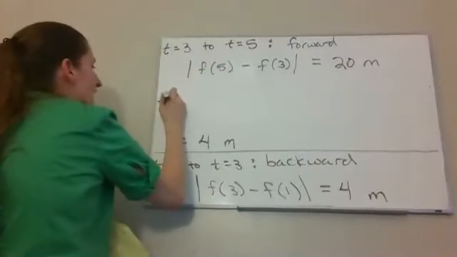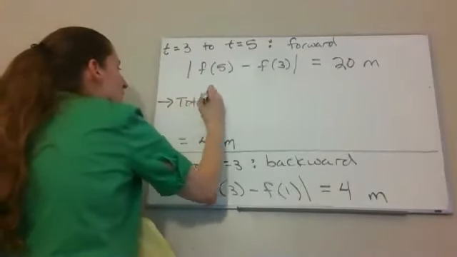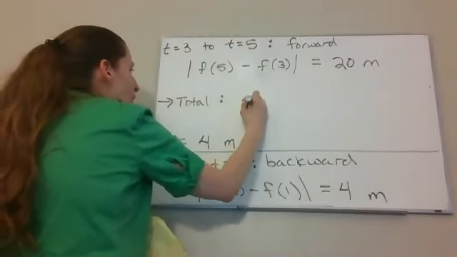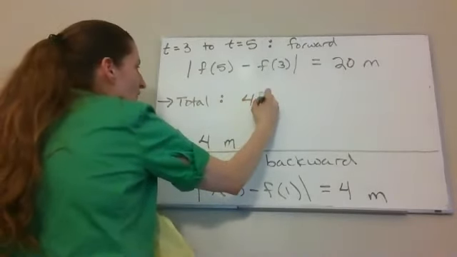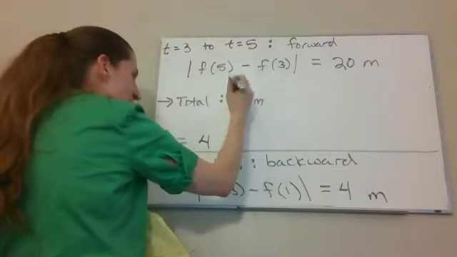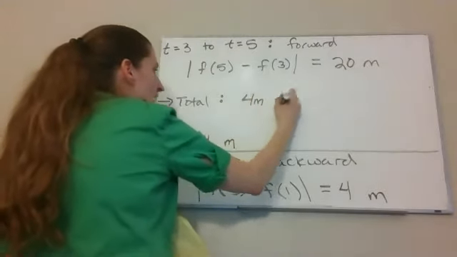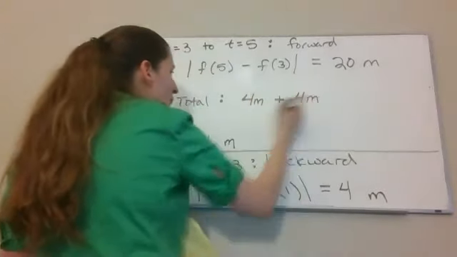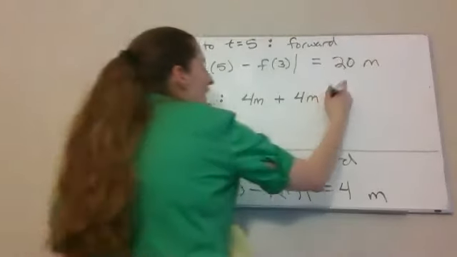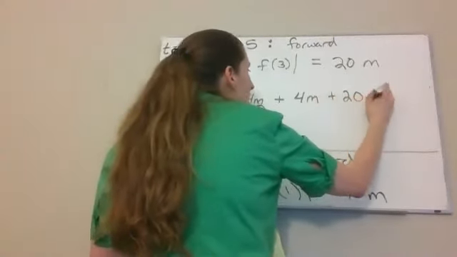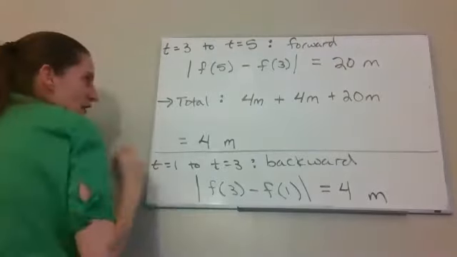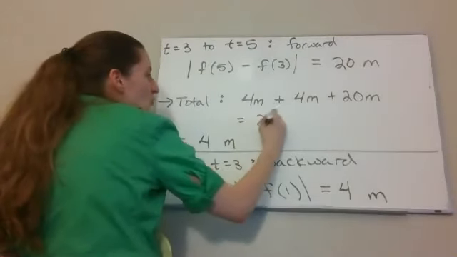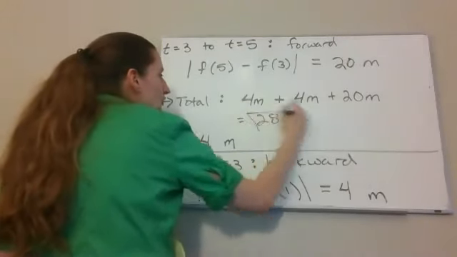So this means that the total is the 4 meters that we got from time 0 to time 1, the 4 meters from time 1 to time 3, and the 20 meters from time 3 to time 5, for a total of 28 meters traveled.